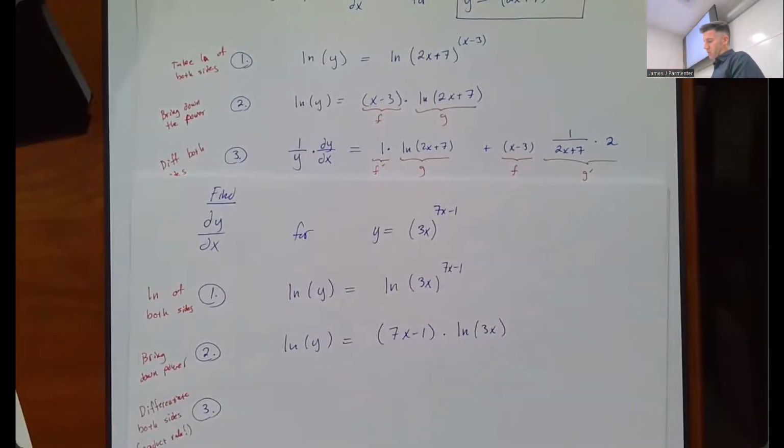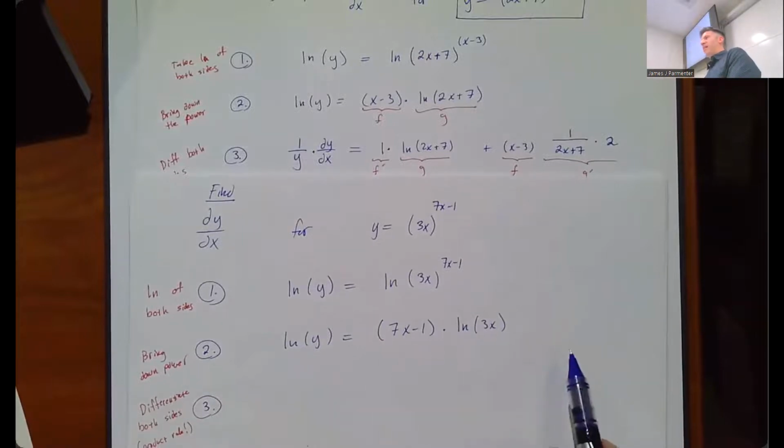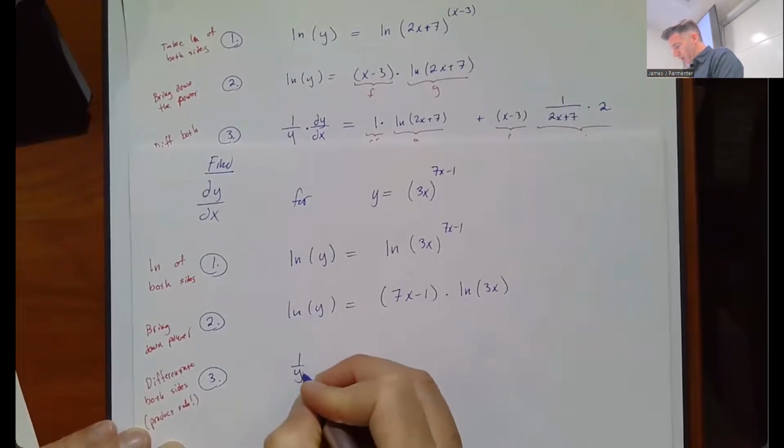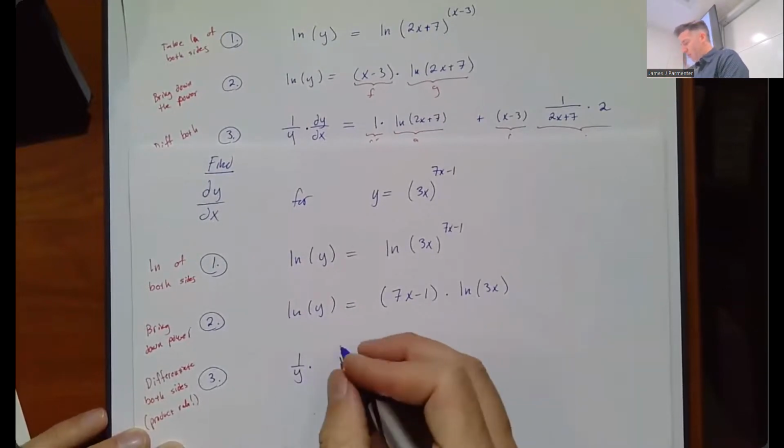I guess I should mention, although I'm not going to do it, technically you could expand the natural log of 3x as the natural log of 3 plus the natural log of x. I don't think there's a good reason to do that because you still have this multiplied by that, and I don't really want to FOIL that out. It doesn't seem worthwhile, but you could. Differentiate both sides. So we get 1 over y times, you can either use dy/dx or y prime.